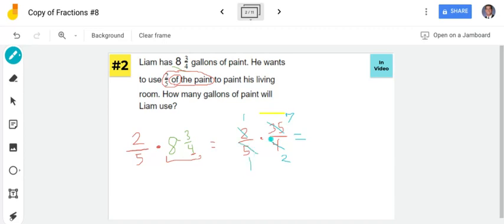Okay, now that I've finished cross simplifying, I'm going to multiply straight across. So 1 times 7 up top is 7. So my numerator is 7, and 1 times 2 is 2. So my denominator is 2.